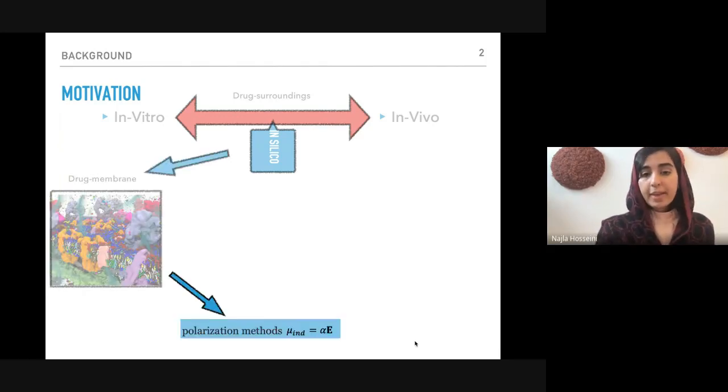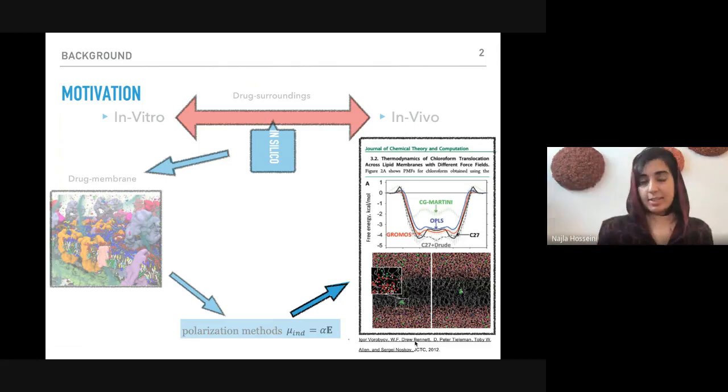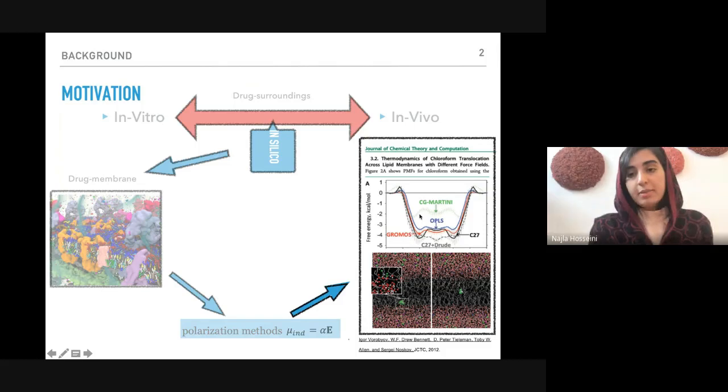And then, to become effective, polarizable models have been developed, based on the induction of dipole moment, like the Drude model or the FlexQ model, but they are complicated methods. And also, to the best of my knowledge, so far there is one study related to translocation of chloroform from the membrane, and they did this simulation with different force fields from Martini to Drude, and they got different profiles of free energy, where the Drude one is closer to experimental results.